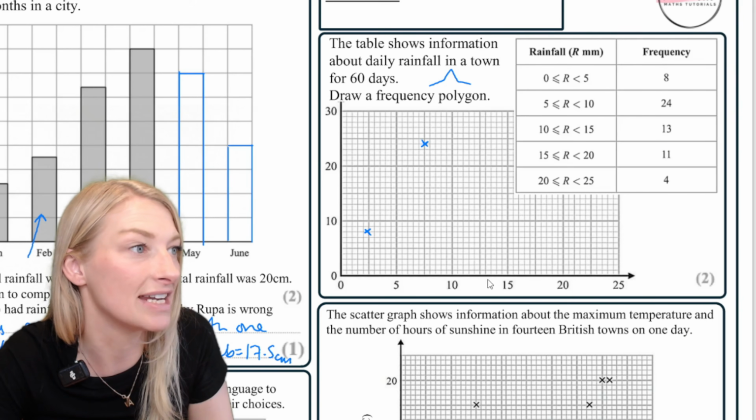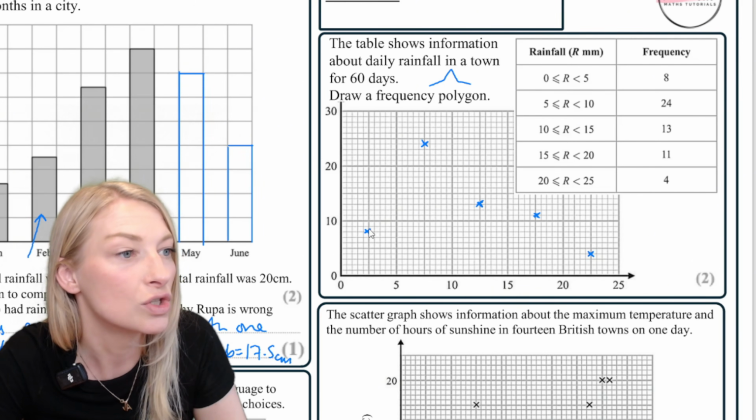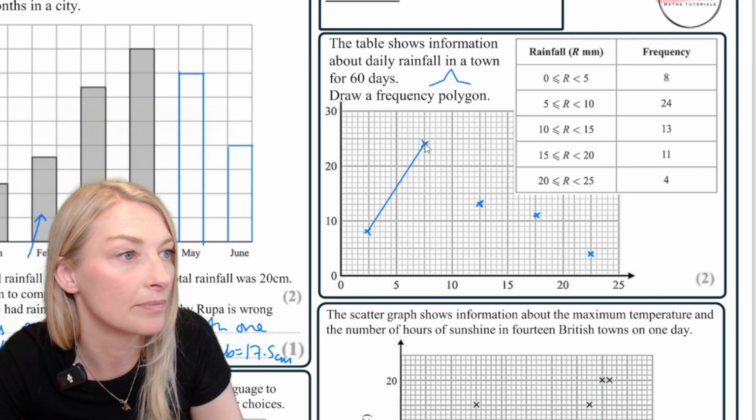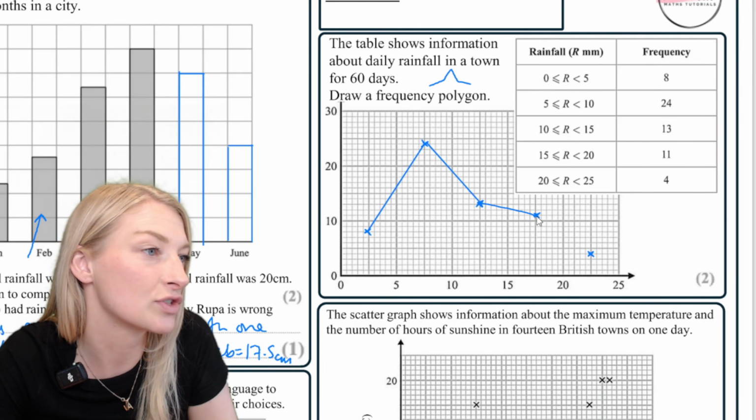Between 10 and 15, we're going up to 13. Between 15 and 20, we'll go up to 11. And between 20 and 25, we'll go up to 4. Join them up, dot to dot, like this. So we get that kind of shark fin shape.